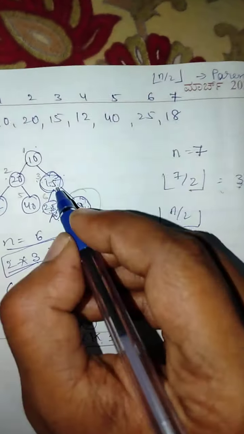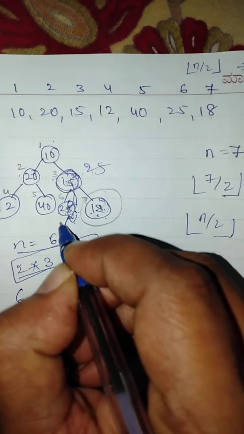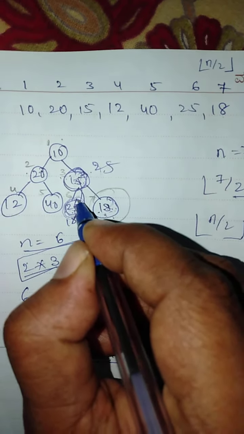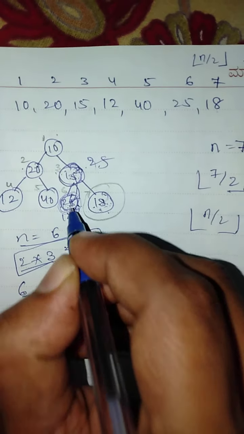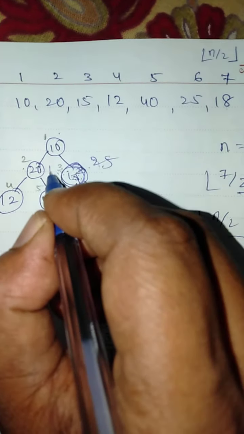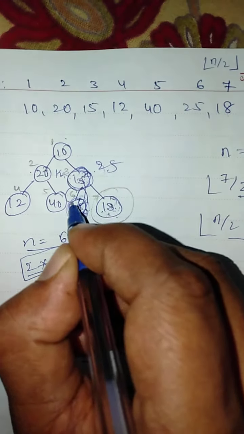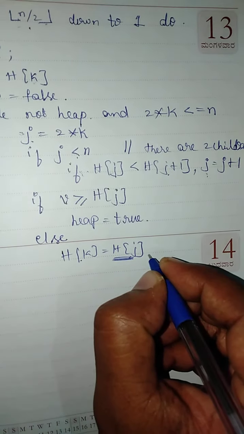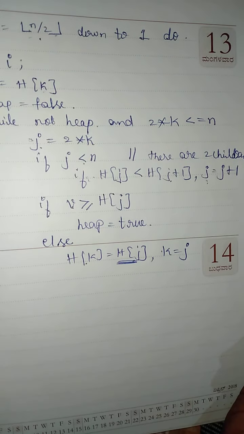Okay. So once you have moved 25 here and 15 here, what did you do? Once again you have to check this node, whether it is a heap. That is why what you have to do is, k value was 3, now you have to change k value to this. And how do you obtain this value? This is nothing but j. Therefore h of k is equal to h of j and k is equal to j.